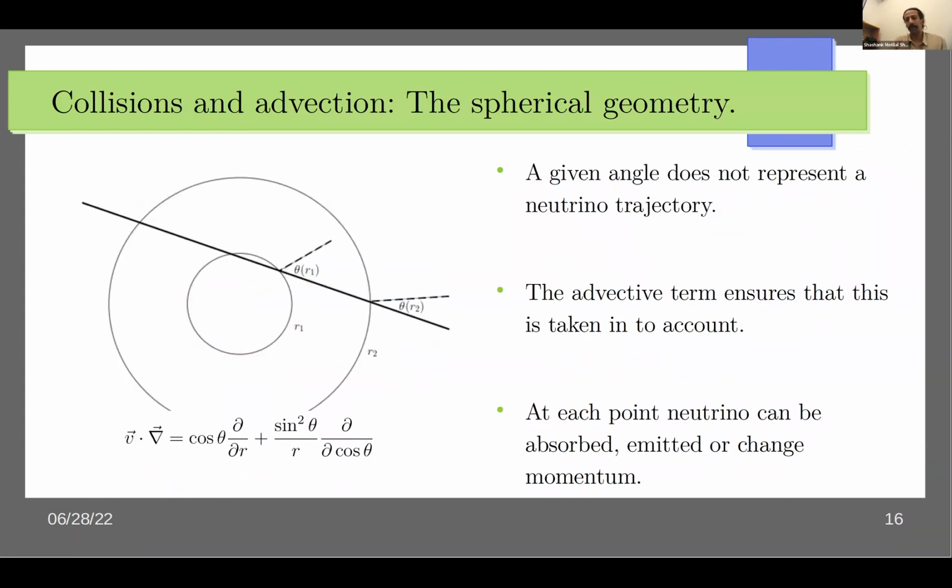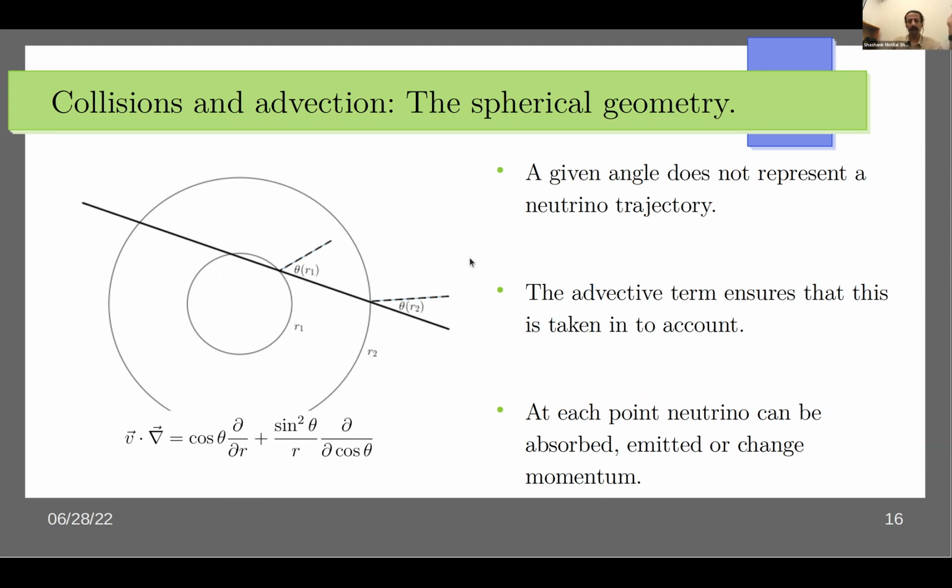But before I do that, I just want to talk about the advection term and the collision term first. And before I show you the equations of motion, I want to explain the geometry. So the geometry is spherically symmetric. So here I have drawn two spheres with radius R1 and R2. And this bold black line is the trajectory, which is a straight line. Now, if we look at these two points, although this is a straight trajectory, the angle with respect to the radial direction has changed. This is an effect of advection in the spherical geometry. Or in other words, if we look at two neutrinos with the same radial direction but at different radii, that does not represent the trajectory.